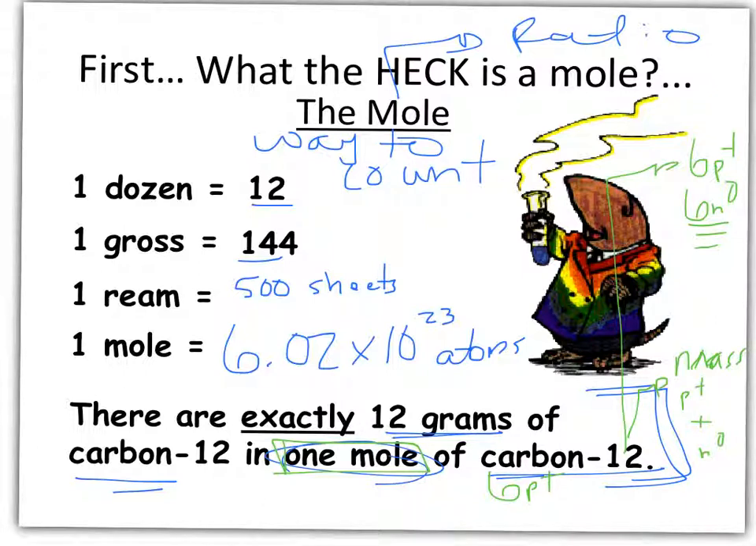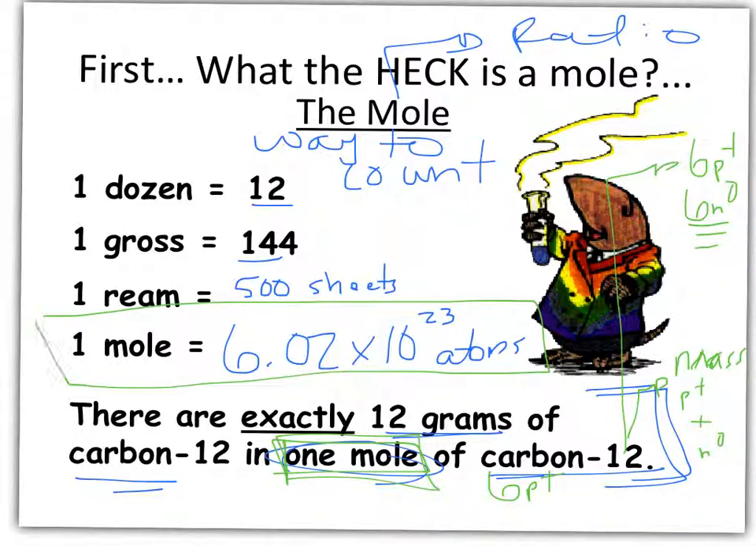So if I have 1 mole of carbon-12, it's going to have this many atoms. It's going to have Avogadro's number's worth of atoms, 6.02 times 10 to the 23rd atoms. But that amount of atoms is going to weigh exactly 12 grams. So this was the standard of how everything was built around.